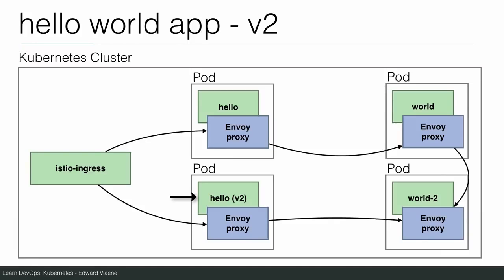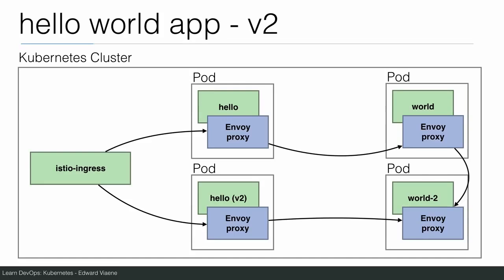I'm going to create a V2, a version 2 of my Hello World app. So we still have the Istio ingress controller, and the Istio ingress controller will redirect to the version 1 of my Hello pod, and this Hello pod will connect to World and World 2. I'm going to add a new pod, Hello V2. It will be a new deployment, but the app label will be the same. So the service for Hello will route to Hello and Hello V2.